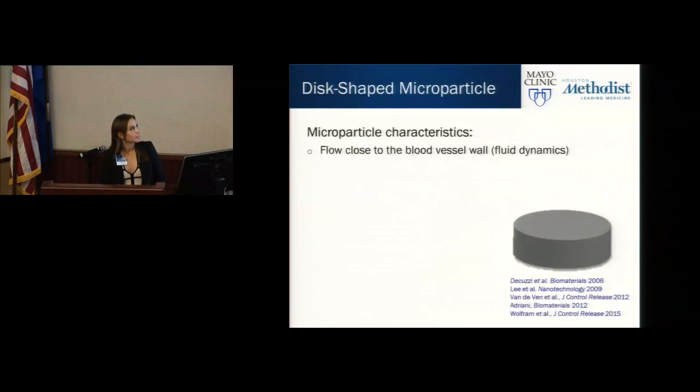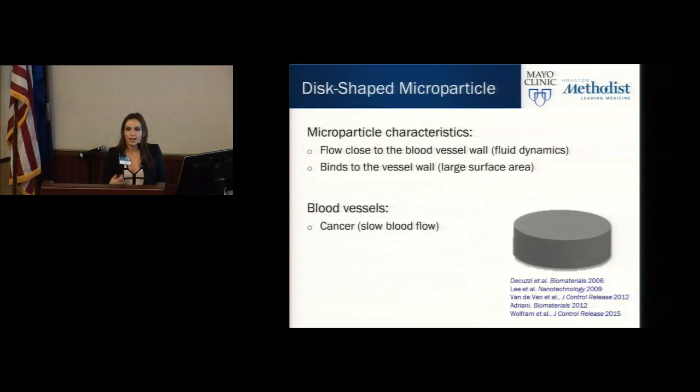So we know that these microparticles, due to their size and shape, tend to flow very close to the vessel wall instead of in the middle of the blood vessel, and this is due to fluid dynamics. So we've done mathematical modeling and experimental studies to find the optimal shape and size for the nanoparticles to flow close to the endothelial cells. And once they are in close proximity to the endothelial cells, they will adhere to the surface because they have this large parallel surface area.